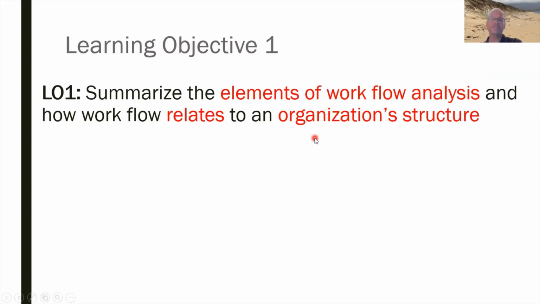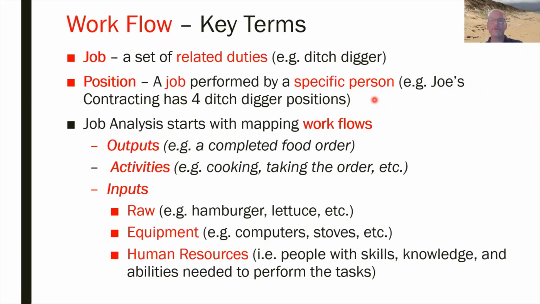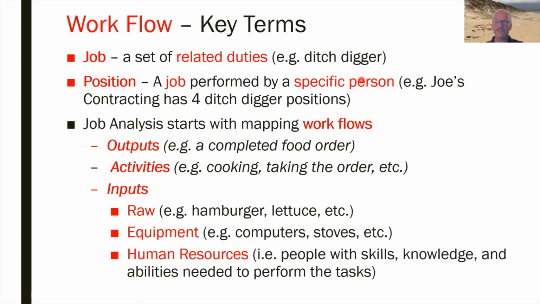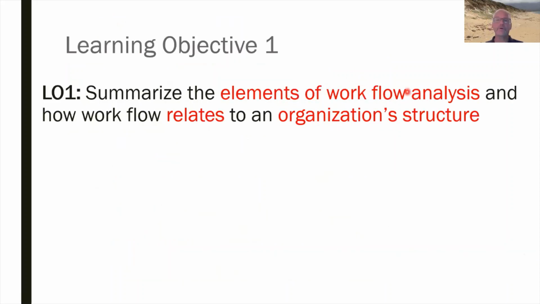All right, so let's cycle back then on that first one: summarize the elements of workflow analysis and how it relates to the organization structure. Okay, so what have we got here? Workflow is a series of tasks that needs to be done. It involves inputs, equipment, human resources. They have activities, and finally it has output, right?